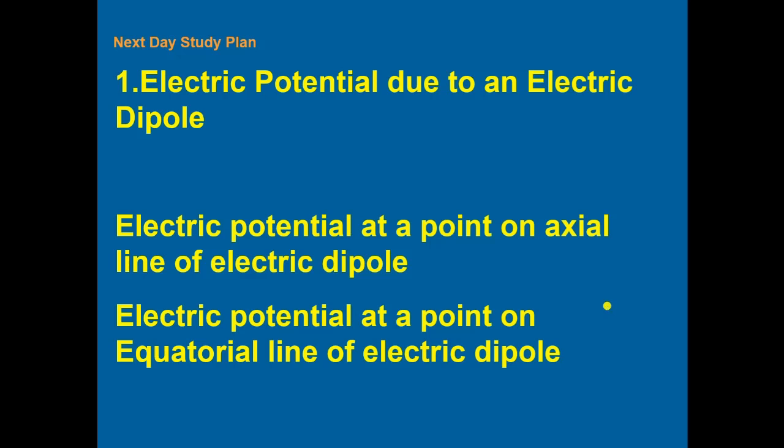Now the next day study plan is the electric potential due to an electric dipole. We will discuss the electric potential due to the electric dipole in the next day study, and the electric potential at a point on the axial line of an electric dipole will be calculated, and similarly the electric potential at a point on the equatorial line of an electric dipole will be covered.